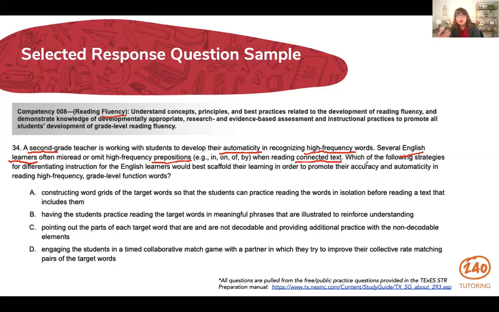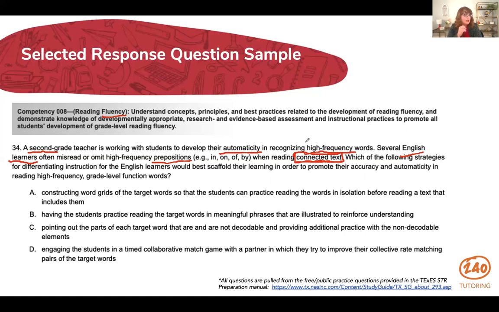So we know, because we're talking about English learners, they are struggling to read the words accurately. I'm going to go back to connected text. That is key right there, connected text. So we're not reading them in isolation. That means that connected text means sentences are put together in a meaningful way. So we're looking for those meaningful sentences. All right. So let's look at what our options are.